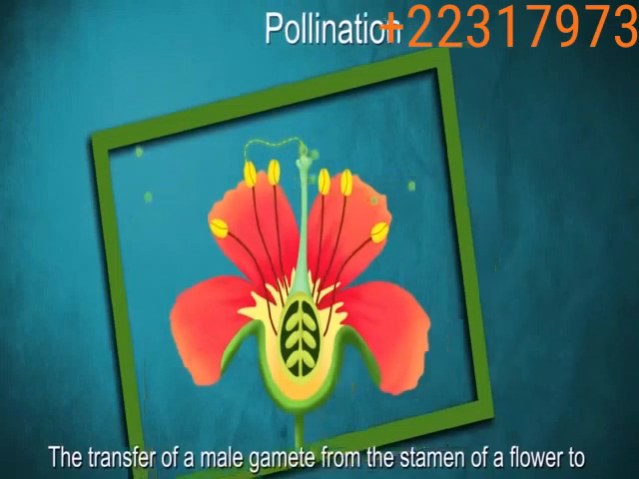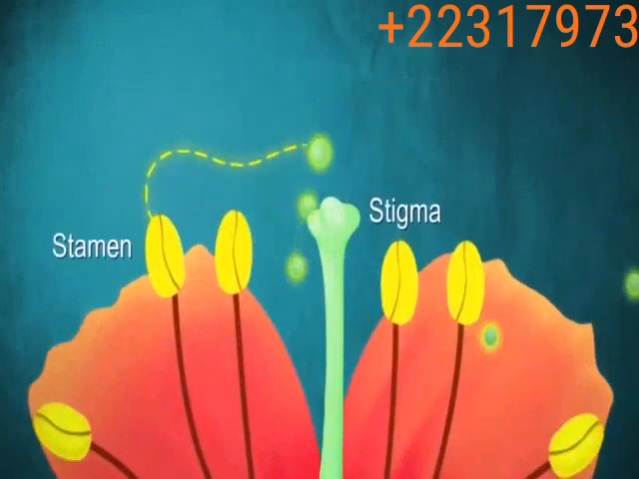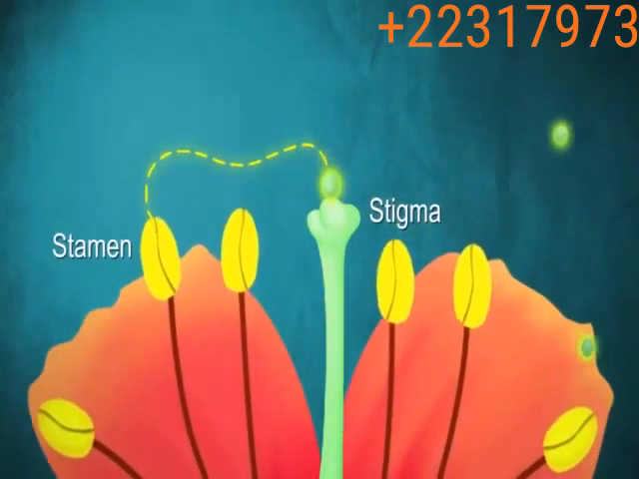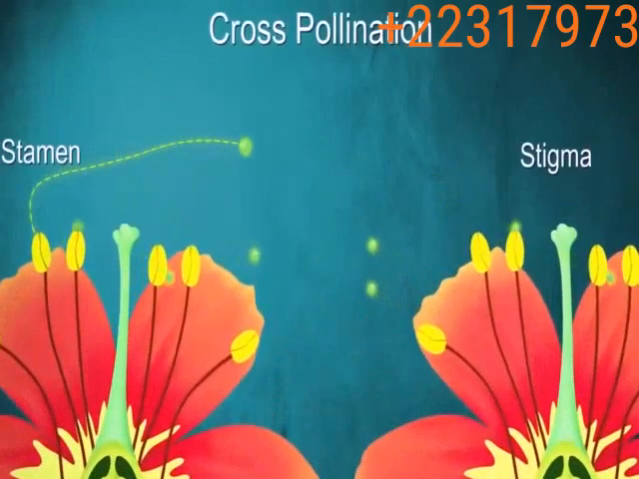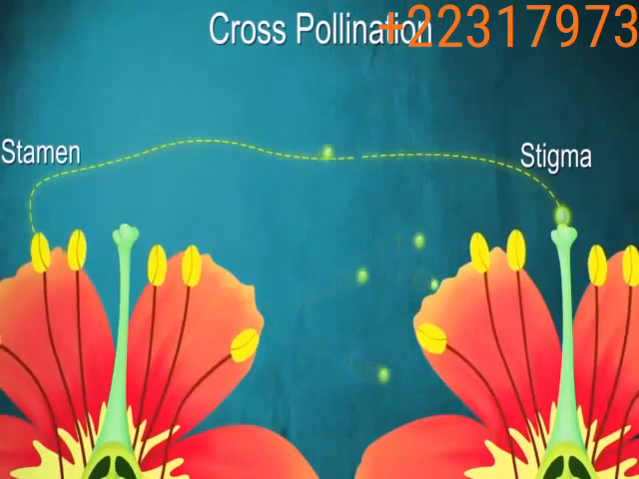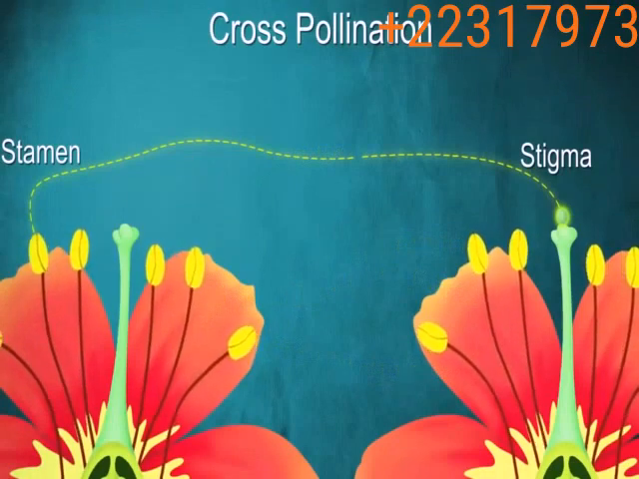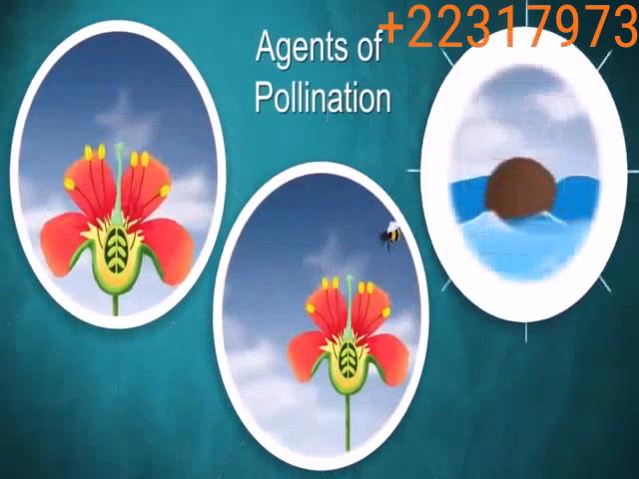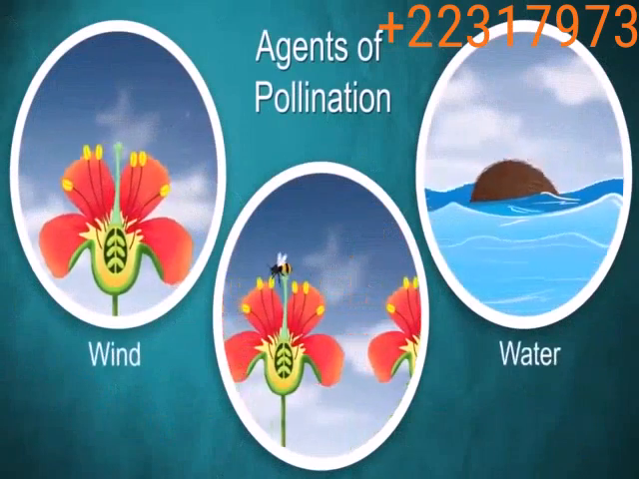Now, it could be self-pollination if the pollen grains are transferred within the same flower or different flowers of the same plant. It could also be cross-pollination if the pollen grains are transferred within different flowers of different plants but of the same kind. Now, pollination could be made easier where agents of pollination exist, for example, wind, water, and animals.